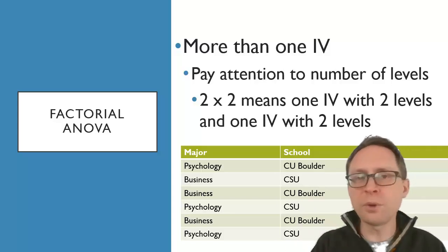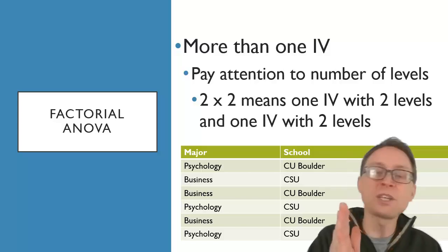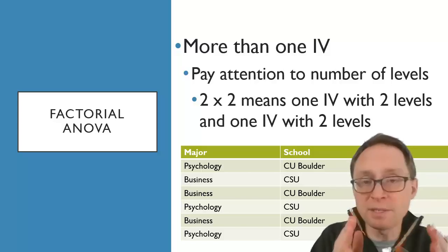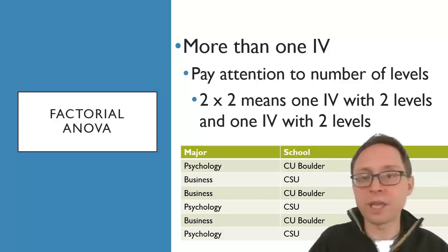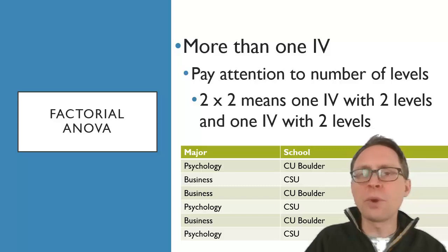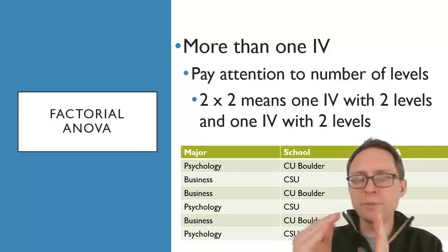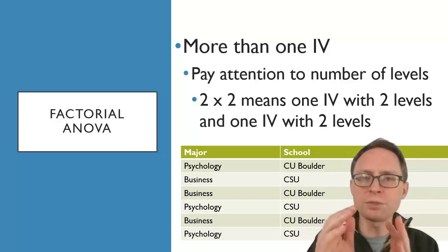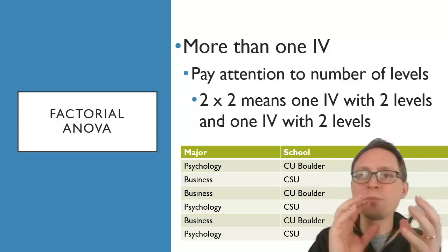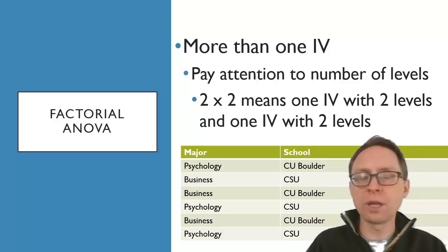So the reason why this is important is because we can say, you know what? I think that the major you have affects your GPA, but I think it depends on this other factor. In this case, that would be the school. If we want to look at the mix of that, then we're not just looking at the mean of all psychology majors compared to the mean of the business majors, or the mean of all CU Boulder students compared to the mean of all CSU students. We want to mix them up. We want them to interact. And that's why we need to do what's called a factorial analysis of variance.